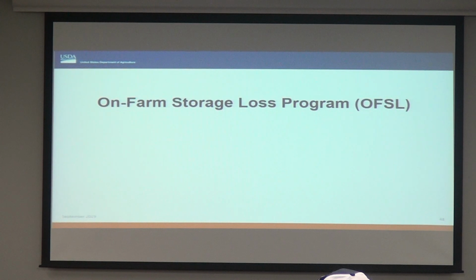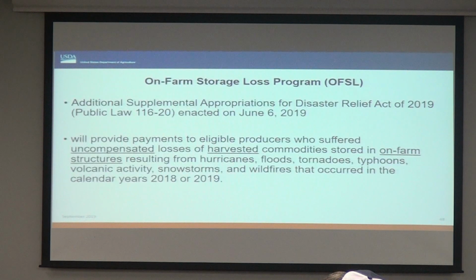Okay. Any questions about the WIP dairy program? Okay. Another new program under WIP is the On-Farm Storage Loss Program. This was created by the 2019 Disaster Program. It provides payments to eligible producers who suffered uncompensated loss for harvested commodities stored in on-farm structures, resulting from, here again, hurricanes and tornadoes in Georgia that occurred in calendar years 2018 and 19.